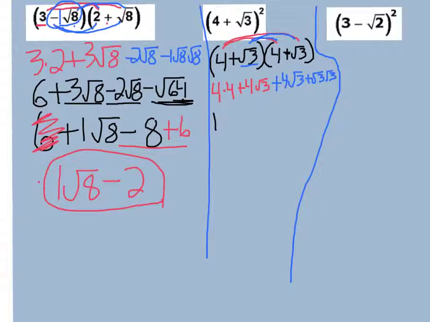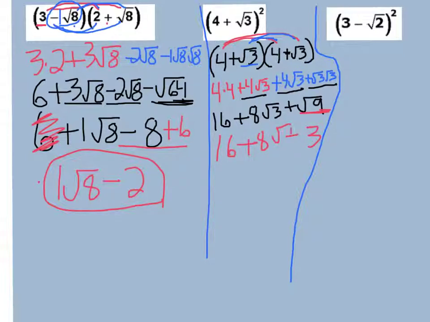4 times 4 is 16. And 4 square root 3 plus 4 square root 3 will give me 8 square root 3. Here I have a square root 3 multiplied by a square root 3. So that's going to give me the square root of 9. I can take the square root of 9 because the square root of 9 is really 3. So now I have 16 plus 8 square root 3 plus 3. Well, I can add the 3 to the 16 and get 19. And I end up with 19, and then I need to include this: 19 plus 8 square root 3.